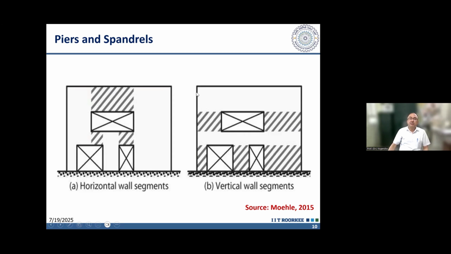So when this type of shear wall is subjected to lateral load, actually this shaded portion, the piers, will bend in double curvature, and accordingly these need to be detailed.